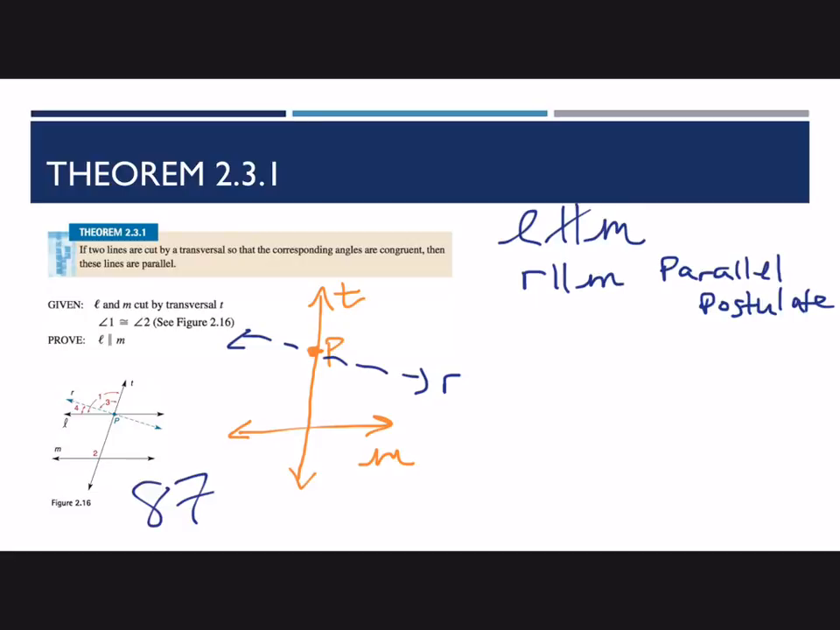Well, now if we look at some facts from the previous section, we know that if two lines are parallel with a transversal running through them, so still transversal T, then we know a lot of information about the different angles involved. So in particular, let's pick out this angle, and we're going to call that angle 3. And this angle from the original diagram was angle 2. Since R and M are parallel, that means that 2 and 3 must be congruent. That was a theorem from the previous section.